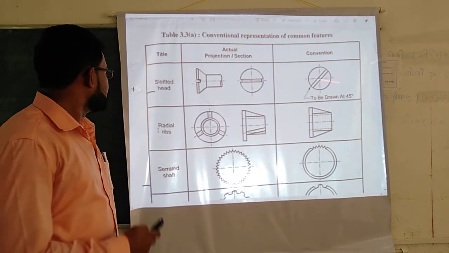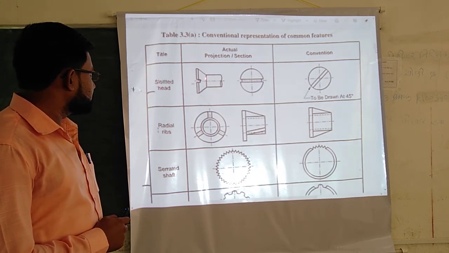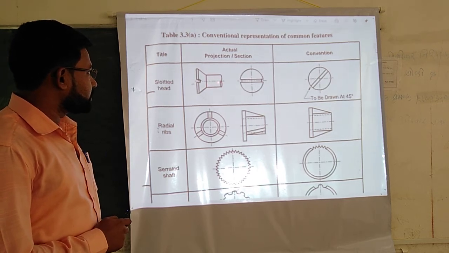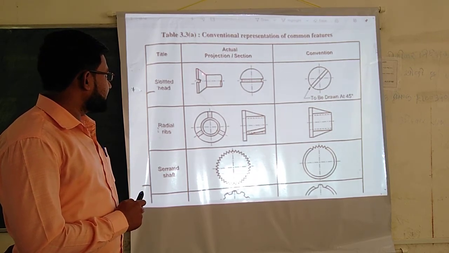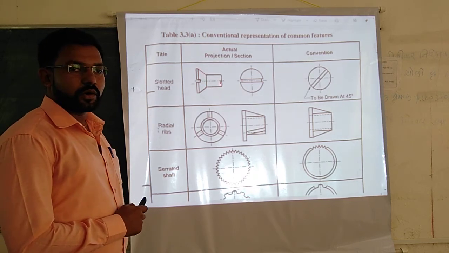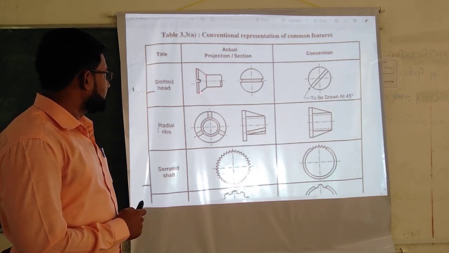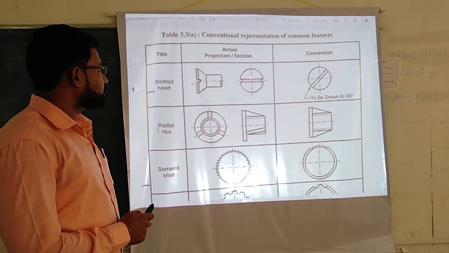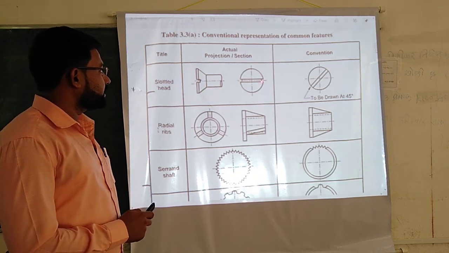The first feature is the slotted head. This is a circular section or shaft, or any circular section. The head of this section is flattened, like a frustum of cone. You observe the frustum of cone, and the head of this shaft is like a frustum of cone, and in this head a slot is provided. That's why it is called a slotted head, meaning in the head a slot is provided.